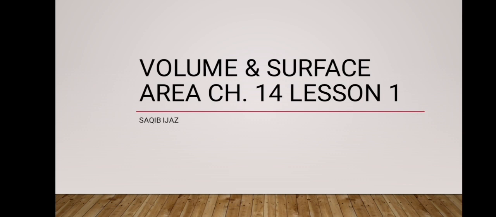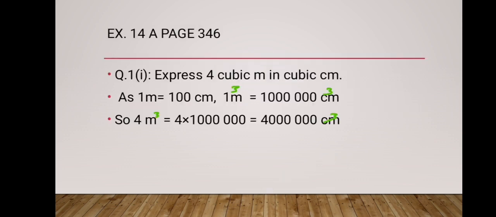This is chapter number 14 and lesson 1 we are going to start today. Page number is 346 and here we have question number 1, first part, and we have to express 4 cubic meters in cubic centimeters. Now once again, if you recall our previous concept where we have done conversion of square units, we are going to do the same here in these questions, except there is one difference, and that is here we have to convert from cubic meters to cubic centimeters and vice versa.